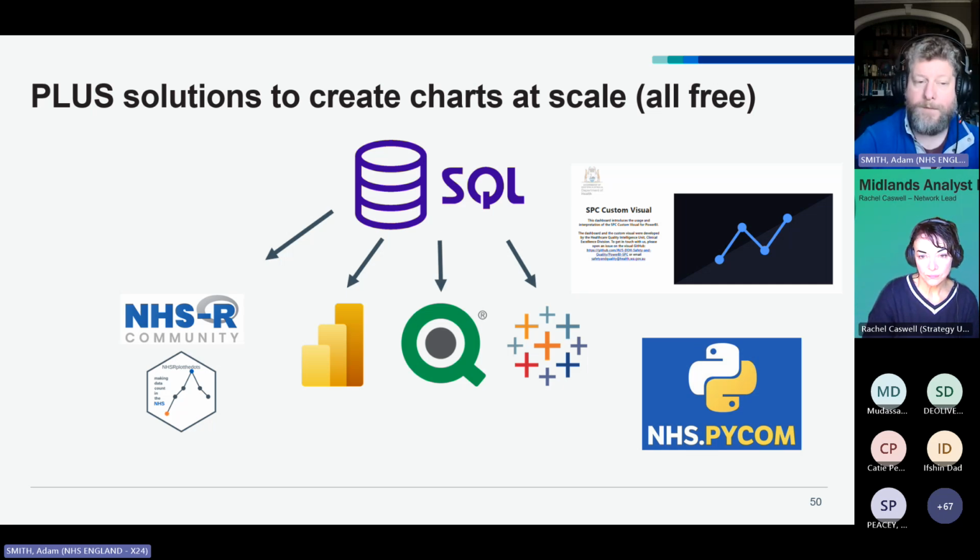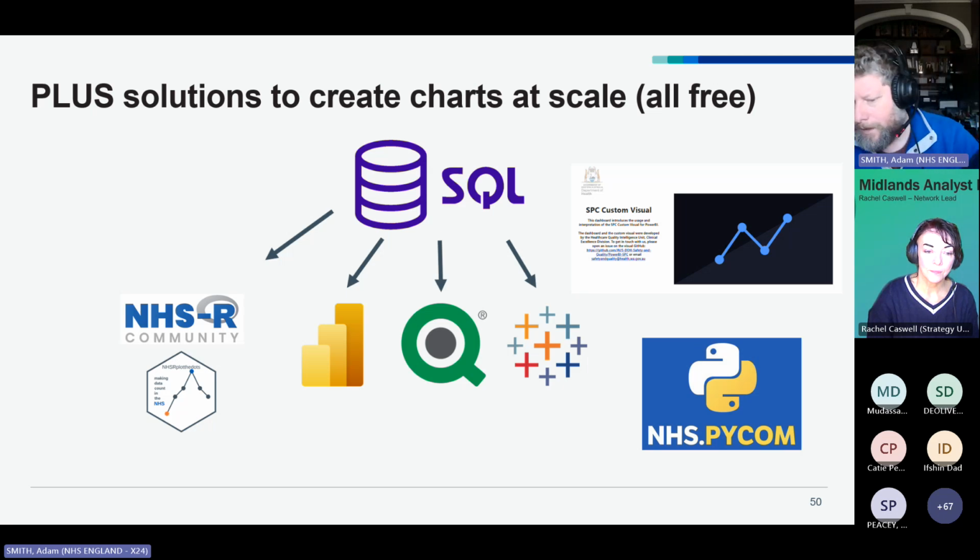So I really encourage you, if you use Power BI and want to do SPC charts, to have a look at that. There is also an R package and a Python library, although I think this is still in development. I think it's in alpha testing, not even beta. So have a look for that. That's the name, I believe, of the custom visual. If you've got any questions, give us a shout. I can point you in the right direction. And then the R package is NHS Plot the Dots if you use R.